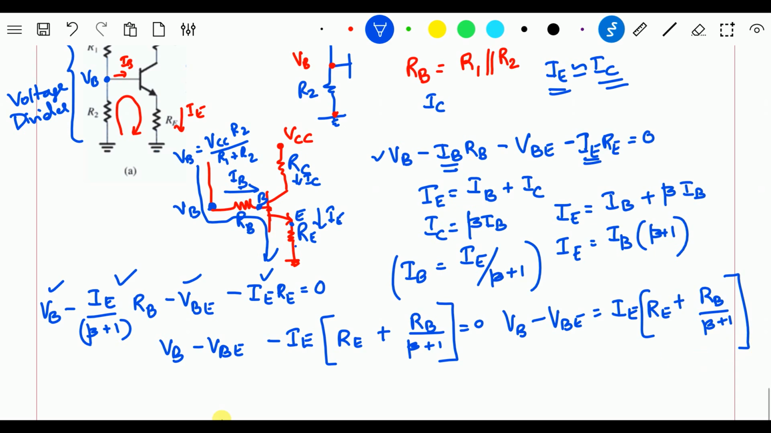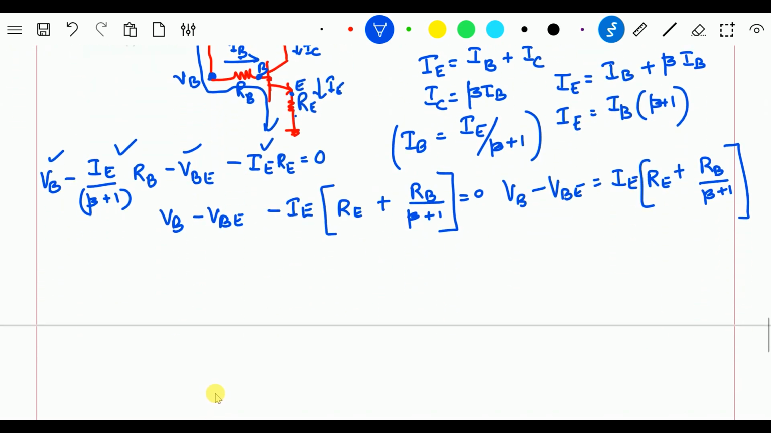Therefore, I can finally say that IE equals VB minus VBE, whole thing divided by RE plus RB by beta plus 1. So this is your IE, and this is also approximately equal to IC. Okay, so this is how the value IC can be obtained.